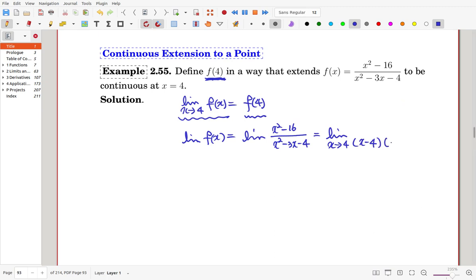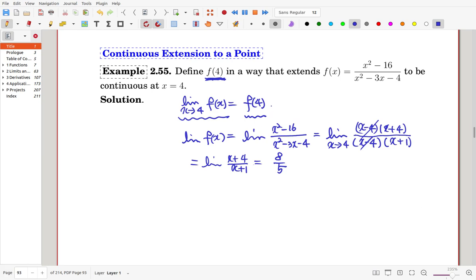Then the remainder part must be x plus 1. The top one is now x minus 4, and here x plus 4. X approaching 4 means x is not 4, so we can cancel out these two. So it is the same as the limit of x plus 4 over x plus 1. X is approaching 4, so there is 8 over 5.